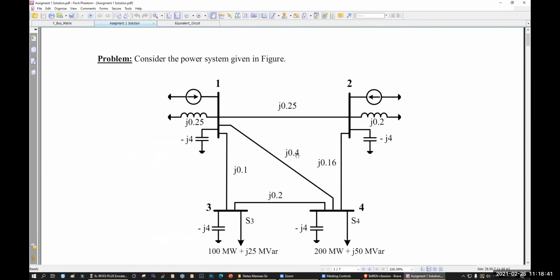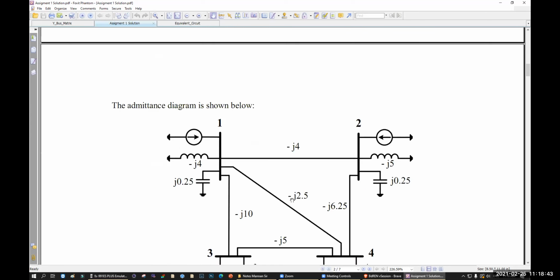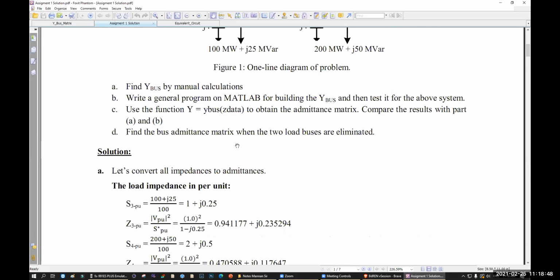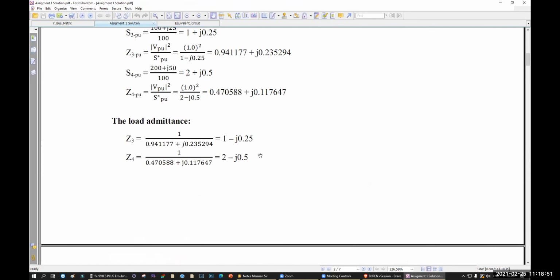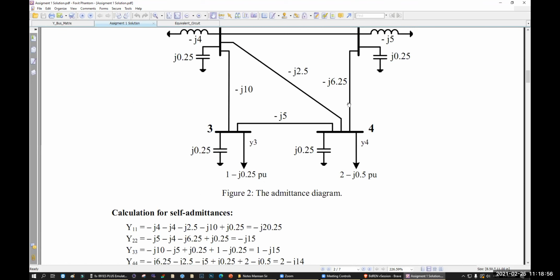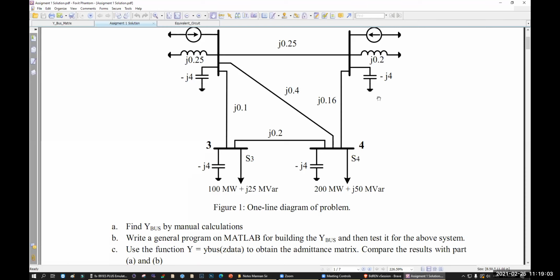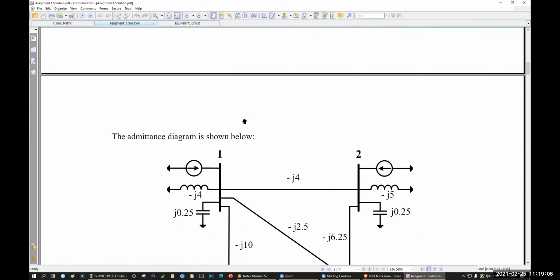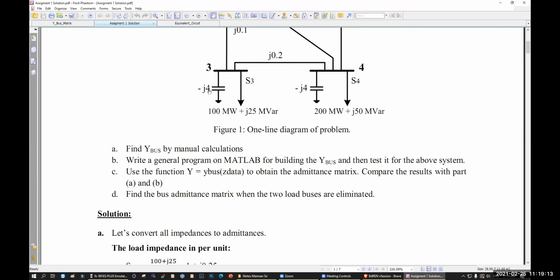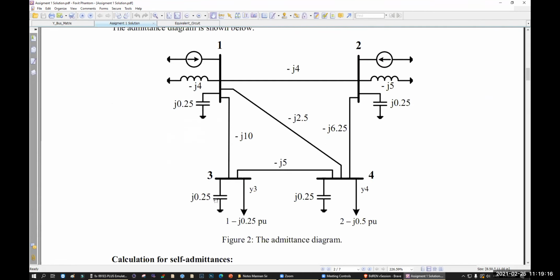So this one J0.4, this one will be opposite. So minus J2.5. This one is J0.1, so this one will be minus J10. This one will be J0.2, this one will be minus J5. Again, everything will be opposite, right? 1 divided by. So minus J4, opposite. Now this one, you see, it is minus J4, so it will be plus J0.25.